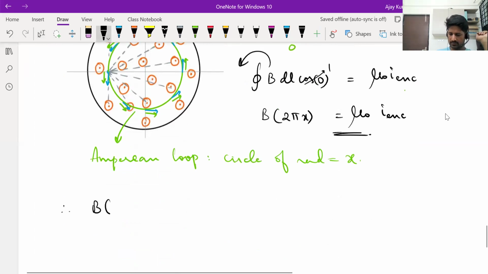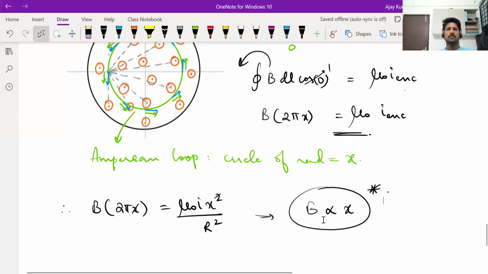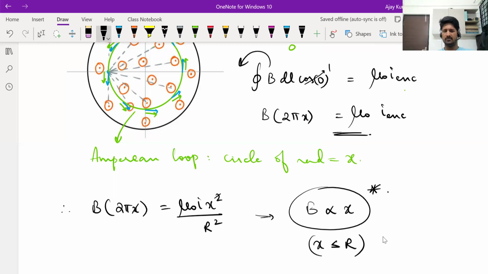Therefore, B into 2 pi x becomes equal to mu naught I enclosed. I enclosed is I x square by R square. One x gets cancelled. You will see that the magnetic field is proportional to x. This is what is interesting. Keep this in mind. If you want a magnetic field which is proportional to the distance from an axis, you have to take currents like this. There could be some other arrangements also which can produce such fields, but this kind of current flow produces a magnetic field proportional to the distance. And this is valid as long as x is less than or equal to R, meaning inside the cylinder. Once you go outside, the result will vary.